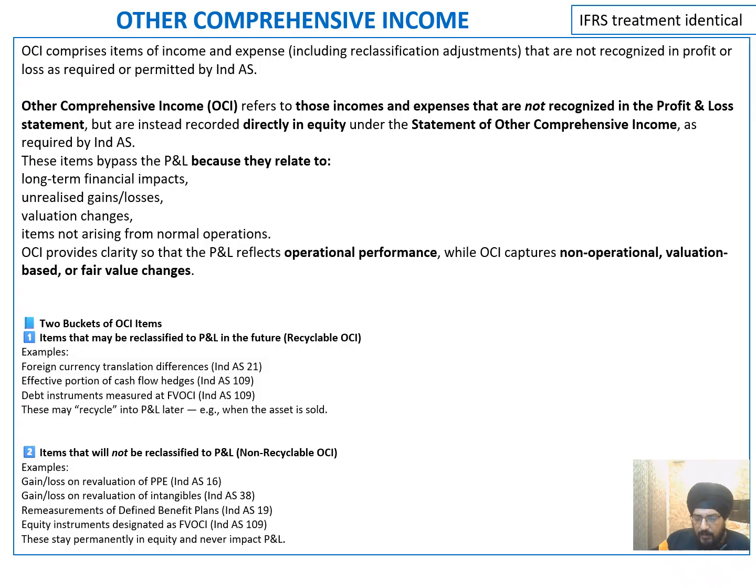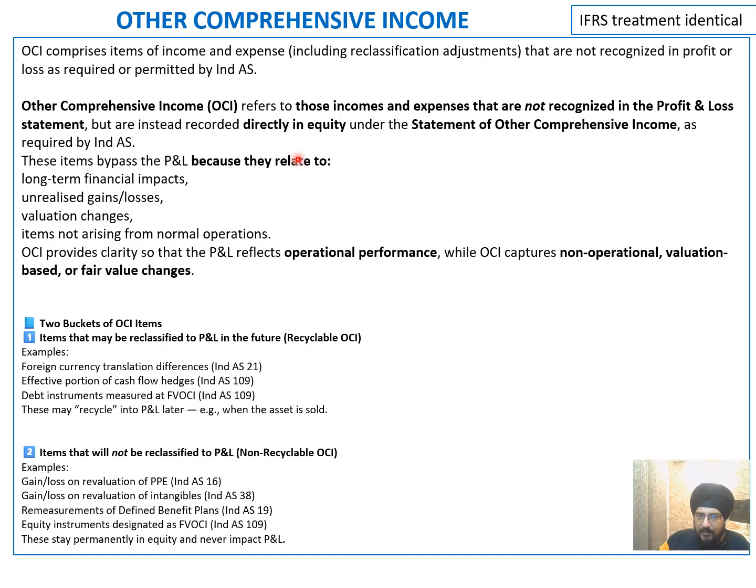Okay, so let's double-click to understand other comprehensive income in a bit more detail. OCI comprises items of income and expense, including reclassification adjustments, that are not recognized in profit and loss as required or permitted by Ind AS. Other comprehensive income refers to those income and expenditures that are not recognized in P&L but are instead recorded directly in equity under the statement of other comprehensive income, as related to Ind AS.